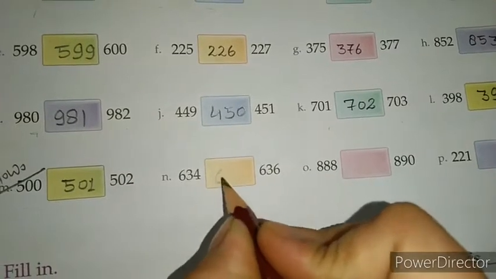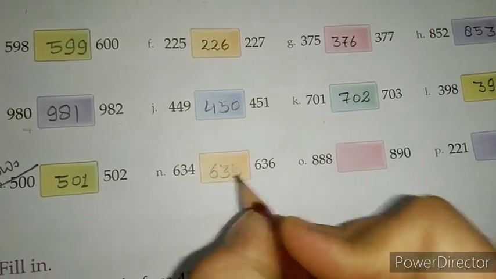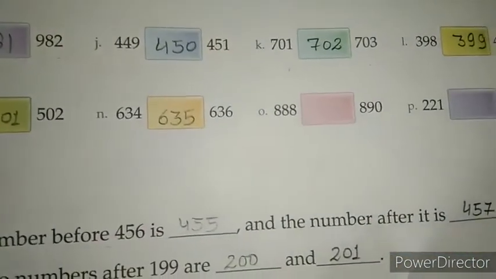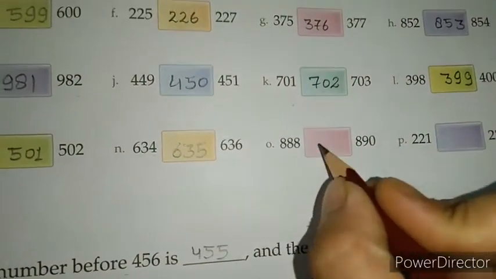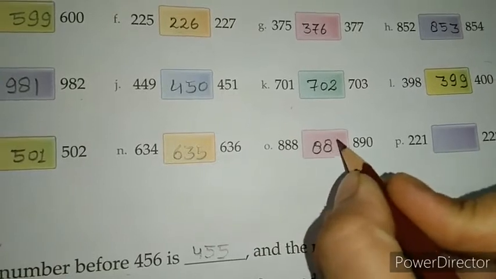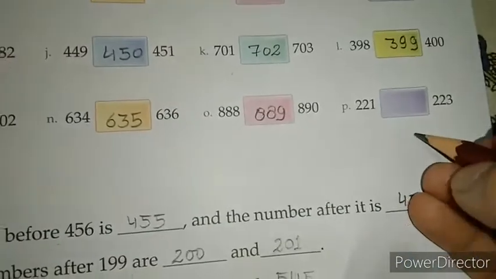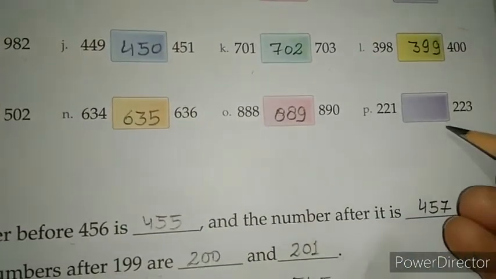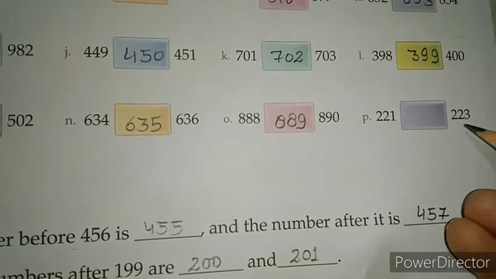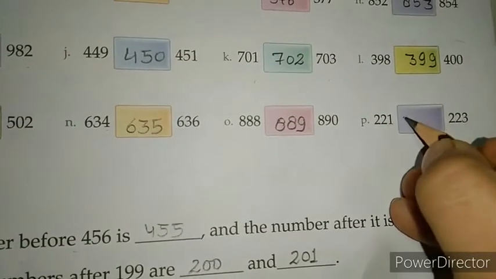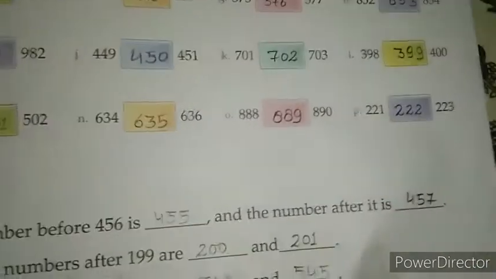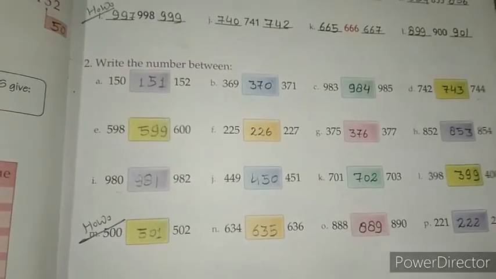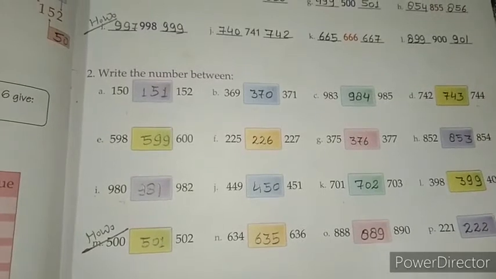634, then 635 and 636. Which number comes between 888 and 890? Then 889. Next one, 221 and 223, then 222. Okay, understood all of you? Have you checked your homework?